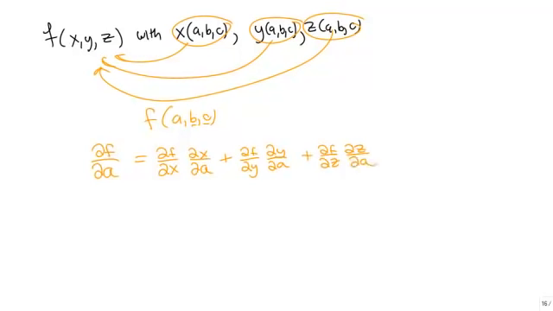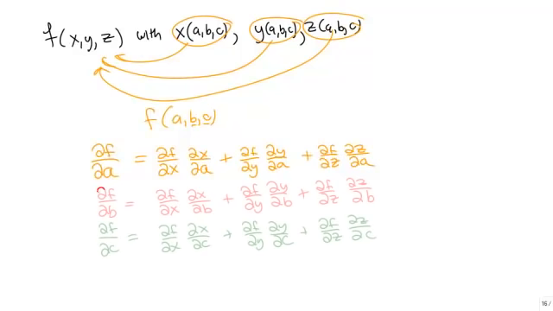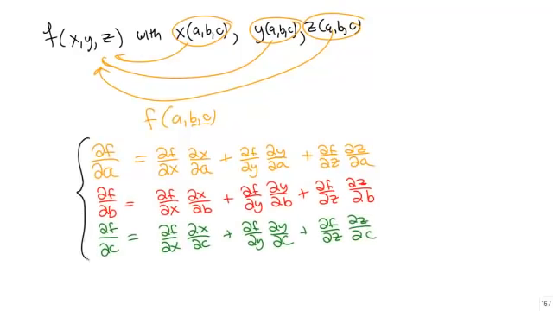Of course, this would work for the other two variables as well. And so these equations together would describe how to take every one of the partial derivatives of f with respect to the new variables. Together, these are sometimes called the multivariable partial chain rules, because we're dealing now with partial derivatives.